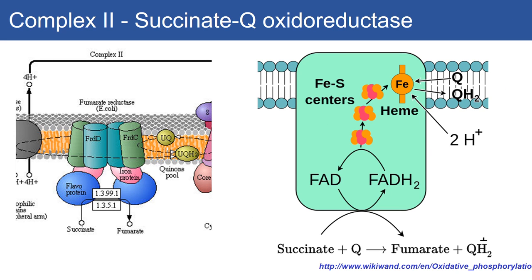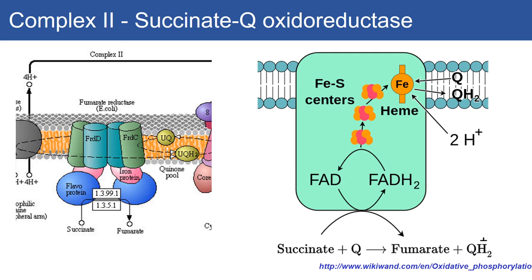Complex 2, the enzyme we have is succinate Q oxidoreductase. It's also known as complex 2 or succinate dehydrogenase. It's a little bit unusual because it's the only enzyme that's part of the citric acid cycle and the electron transport chain. So you might recall this from the glycolysis lecture. And basically we're going to get succinate and we're going to convert it to fumarate.